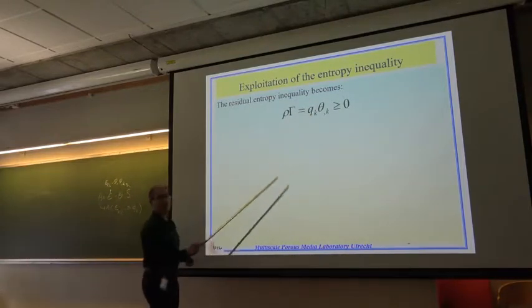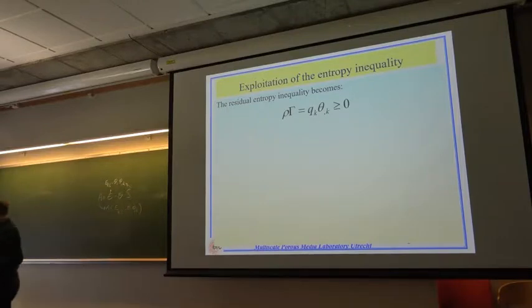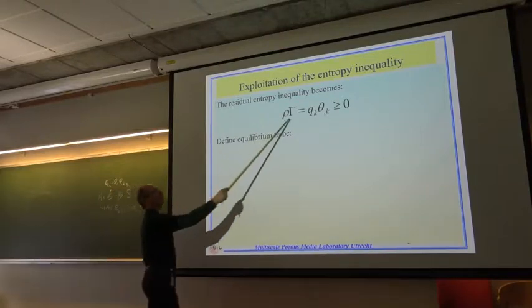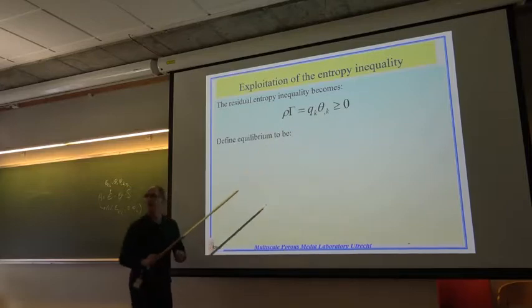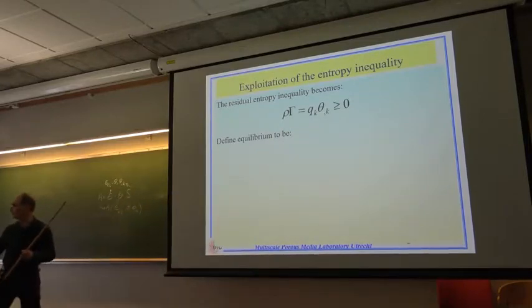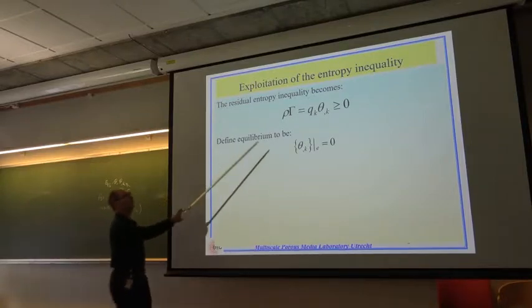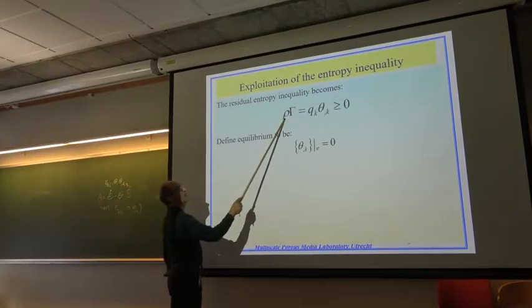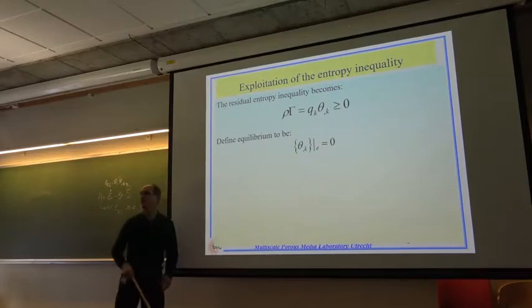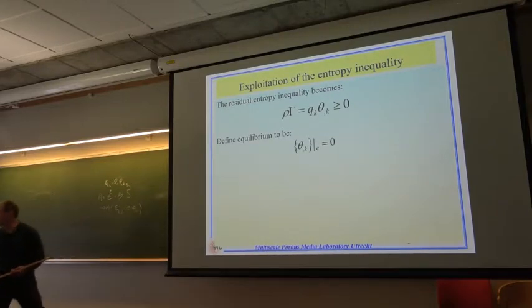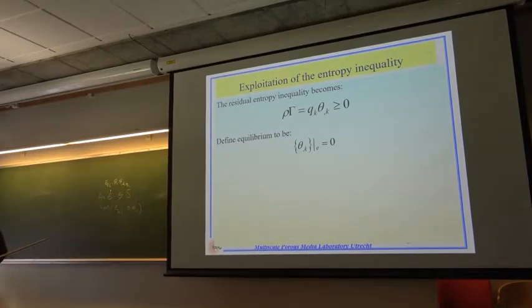I think I'm missing a minus sign here. And then what we do is define when this net production is zero. We call that equilibrium, when the net production of entropy is zero. And we notice that if theta k is zero, then gamma will be zero. So we define equilibrium to be when there is no temperature gradient.